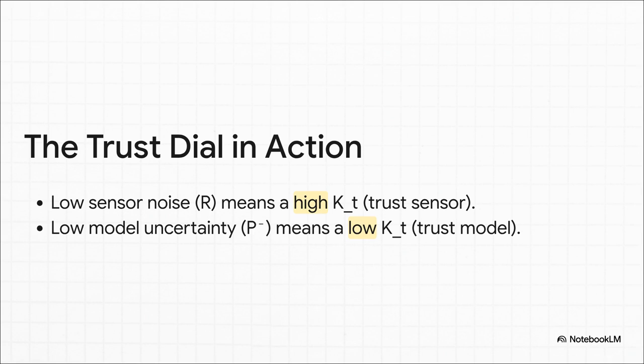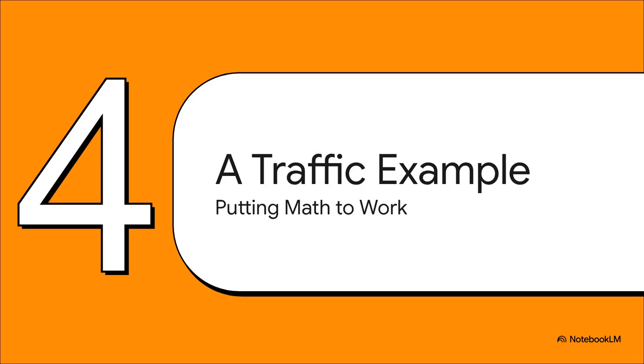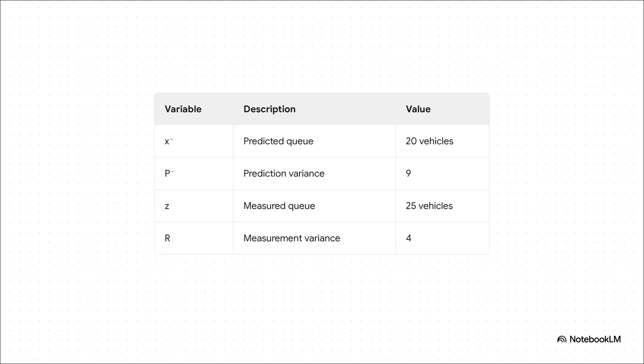It's just so smart. Okay, enough theory. Let's make this feel real. We're going to use a super simple traffic example, trying to estimate the number of cars waiting at a red light. So here's our situation. Our traffic model predicts there are 20 cars in the queue, but it's not super confident, it has a variance of 9. At the exact same time, a sensor in the road measures 25 cars, and this sensor is more reliable. Its variance is only 4.